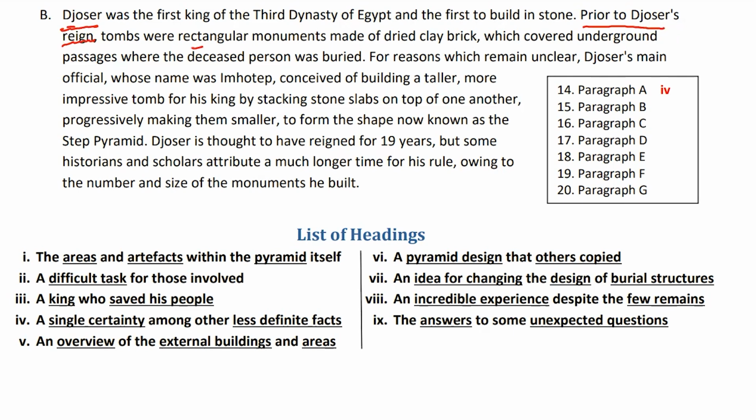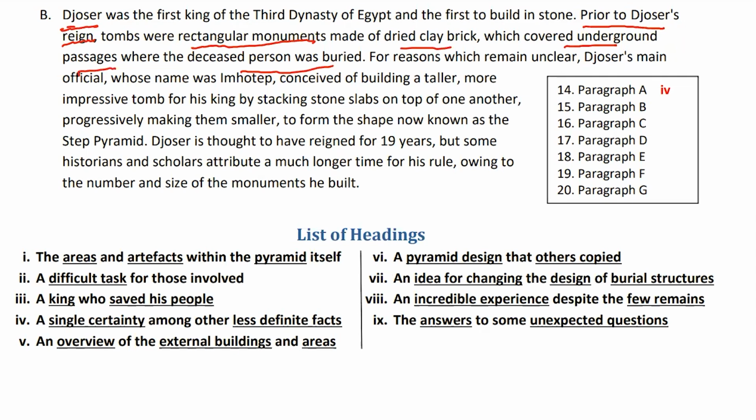So they are giving a size. They were rectangular, made of dried clay brick, which covered underground passages. Okay, passages where the deceased person was buried. So they were rectangular in shape and made of dried clay.